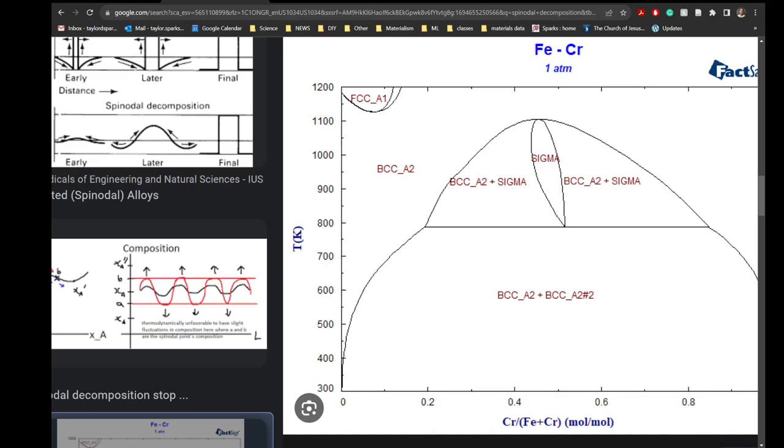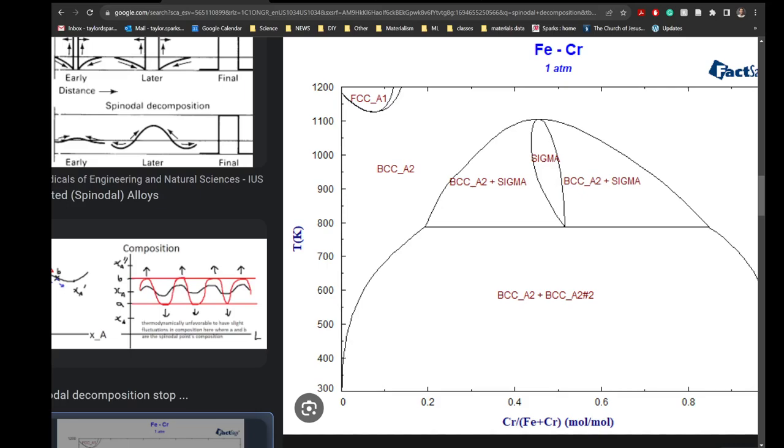Here you've got, this is BCC. That's the type of crystal structure of iron. And clear over there, you've got chrome. And in the middle, you have two different solids. You have BCC, up here, again, you have two different solids. This time it has an intermediate compound in the middle of them. That's spinodal decomposition.